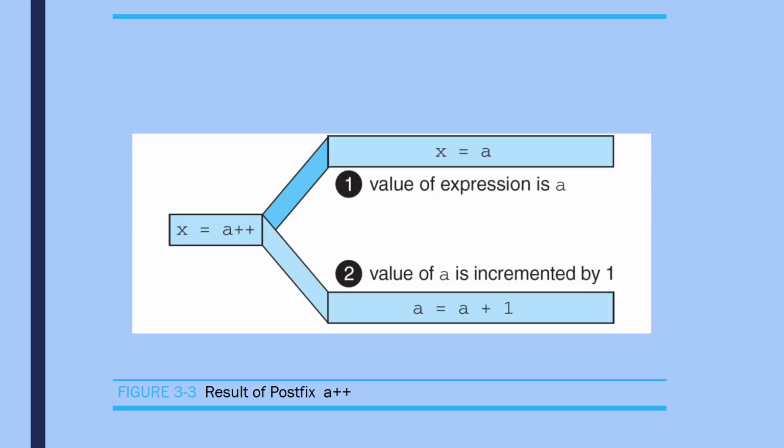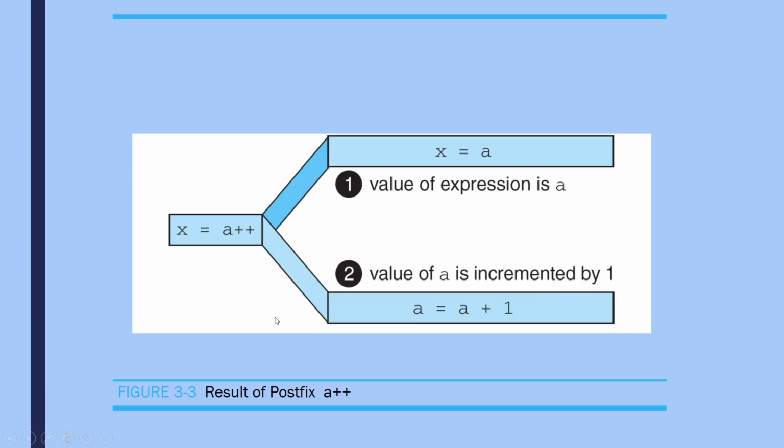And this figure shows the result of postfix expression a plus plus. We have here the expression x is equal to a plus plus. And there are two steps to do to get the result of the expression. First, we have x is equal to a. That is, the value of expression is a. Whatever the value of a will be the value of x. And the second step is the value of a is incremented by 1. That is, a is equal to a plus 1.